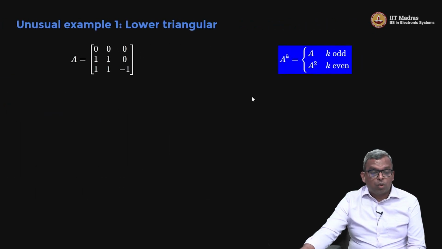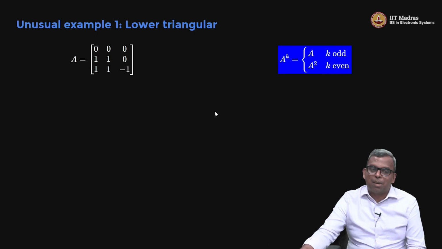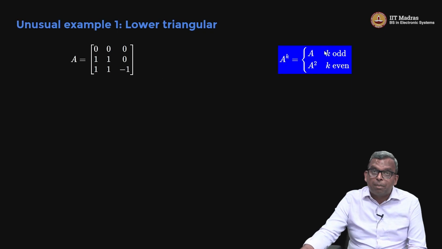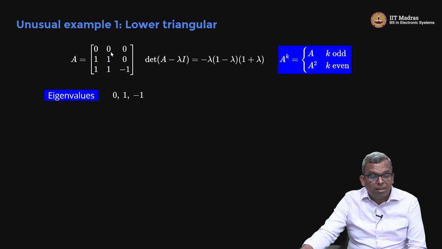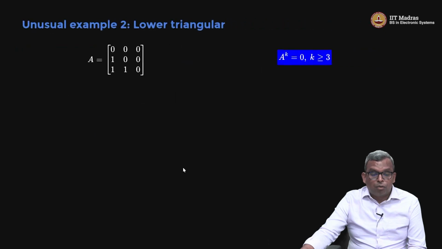Those were the examples. Let's quickly go through the last 2 examples we saw, these unusual lower triangular examples, where you had this repeating pattern for A power k. For this one, the eigenvalues are distinct, and then clearly this is diagonalizable. You can find the eigenvectors and confirm that it's so.